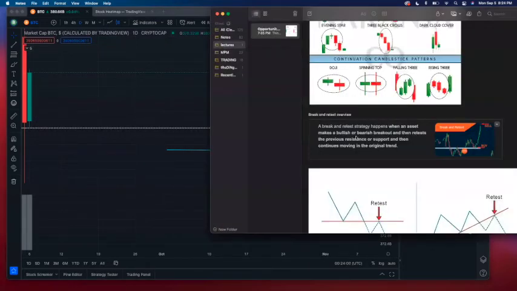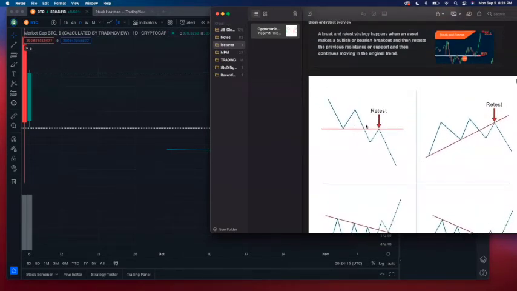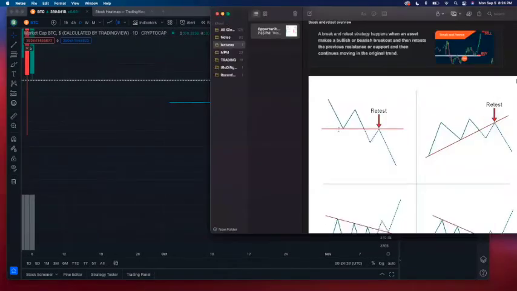To go back to this, a break and retest strategy happens when an asset makes a bullish or bearish breakout, then retests the previous resistance or support, and then continues moving in the original trend. For example, you're basically trading higher highs and higher lows. You have a support here, you come up, you break down below it, and then you come back and retest. So basically you make sure that this level is still valid and it doesn't want to come back above it, and then you catch the move down.